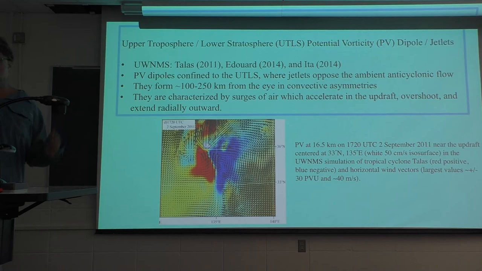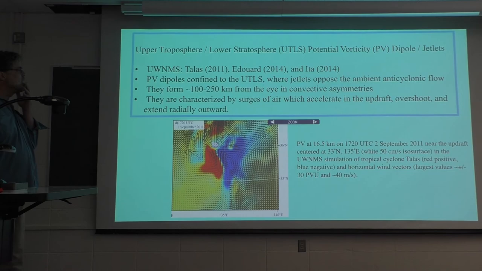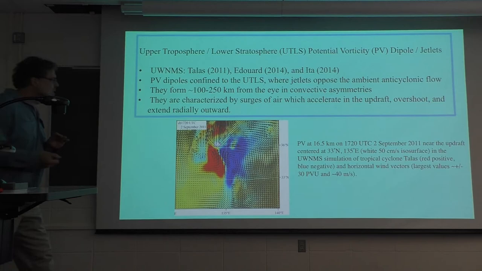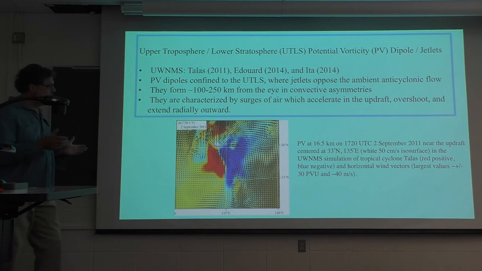So what we're going to showcase here are three simulations of three tropical cyclones with Greg Tripoli's UW-AOS model. It's a non-hydrostatic model. And these are of Talas and Edward in the northern hemisphere and tropical cyclone Eta in the southern hemisphere. And what we found is that these PV dipoles, just to explain what we're talking about up front, these PV dipoles are generally confined to the upper troposphere, lower stratosphere. And the jetlets, here's an example of a jetlet, actually opposes the ambient anticyclonic flow.